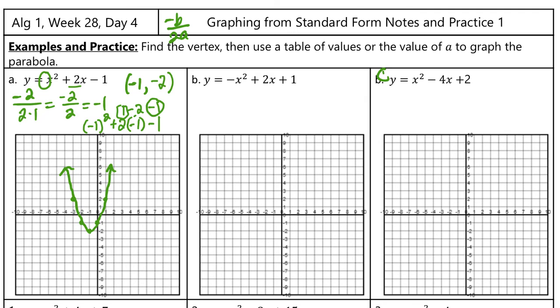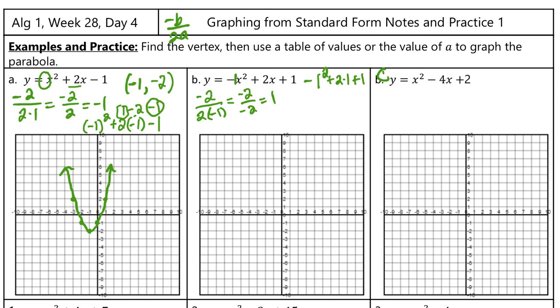Okay, B. Now this is negative 1. Otherwise, this is really similar to A. So I'm going to do negative B, so negative 2 over 2A, so 2 times negative 1. That makes it negative 2 over negative 2, which is a positive 1. And I plug that in to find the y value.